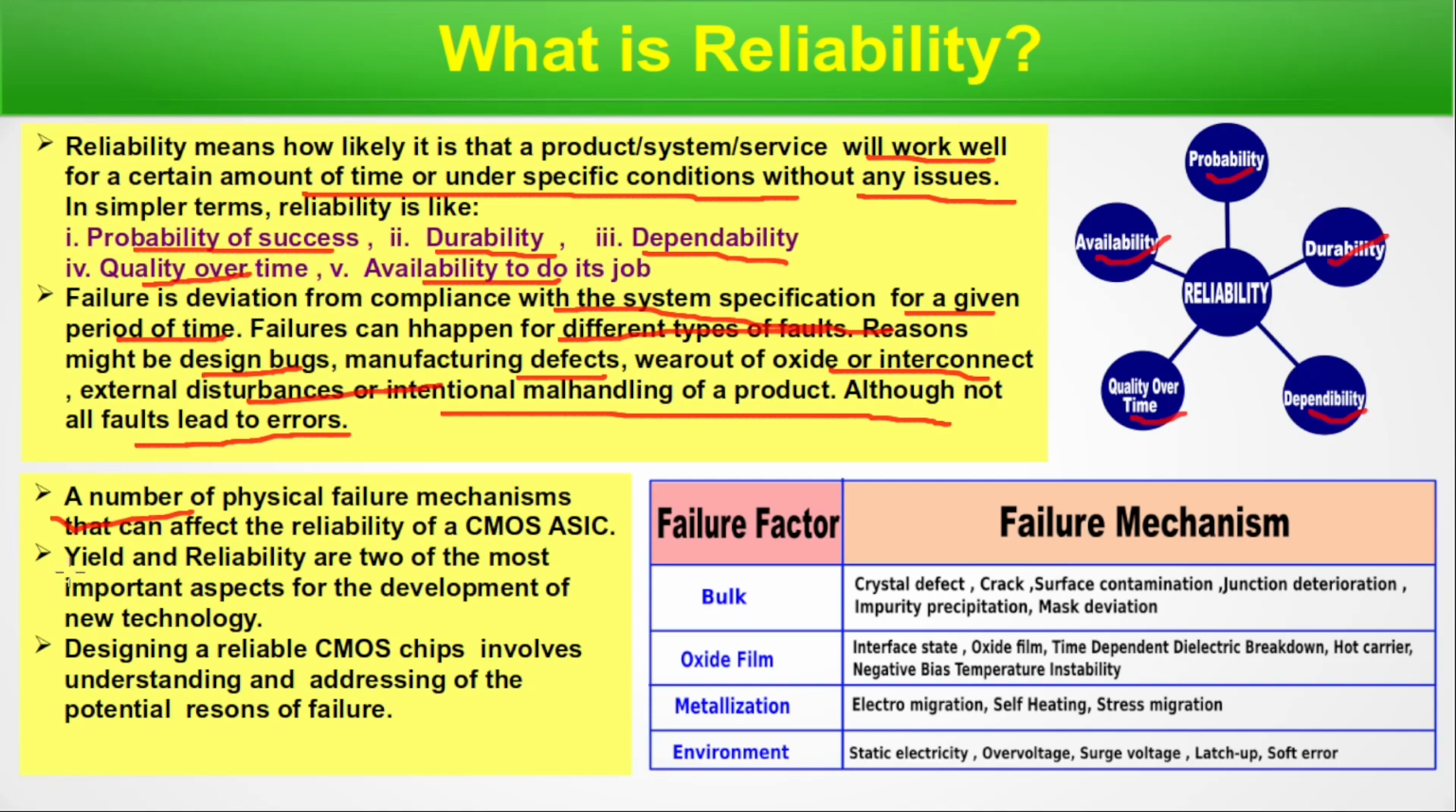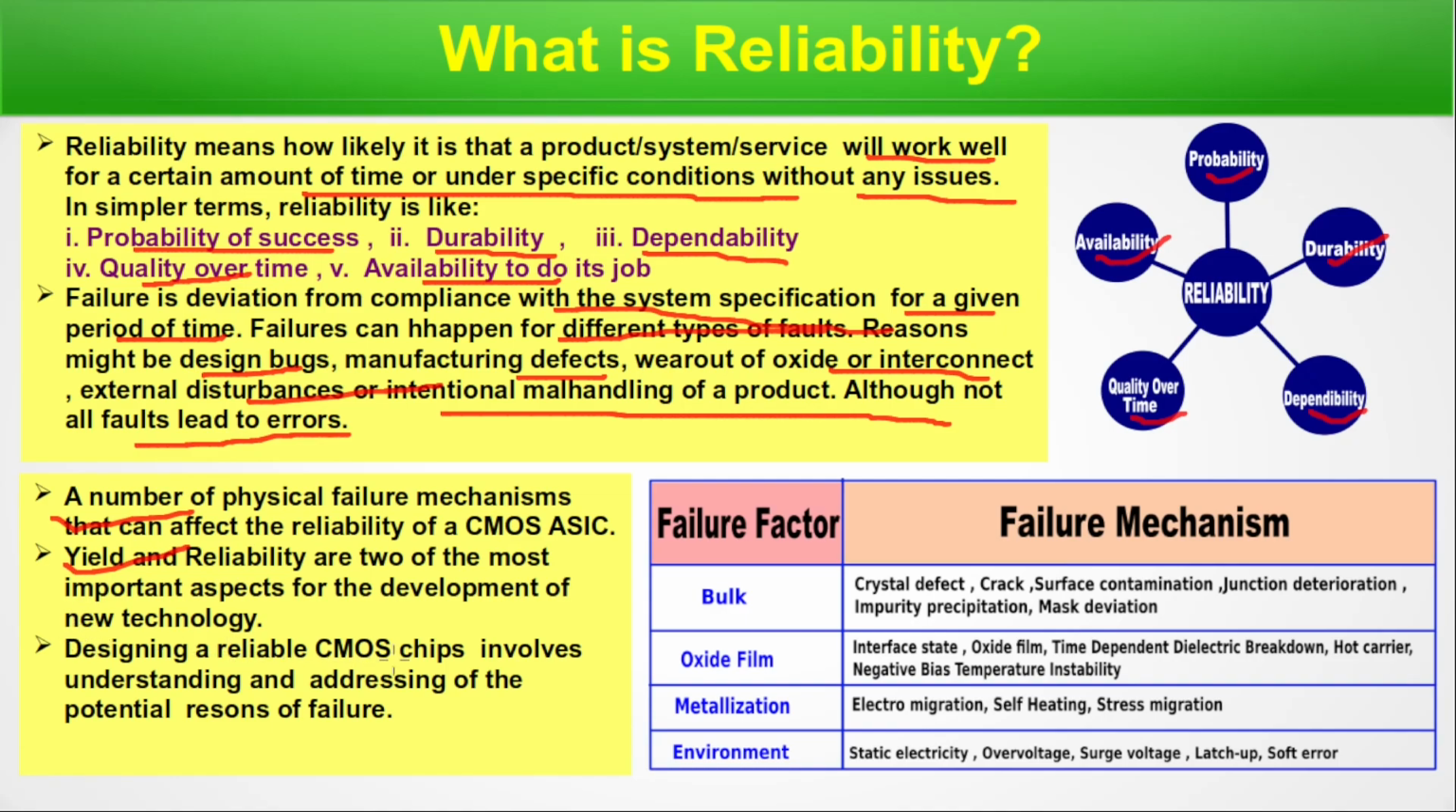Now, yield and reliability are the 2 most important aspects for development of new technology. For a new technology, if its reliability factor is not high, yield is not high. Yield means if we are manufacturing n number of chips, how many of them come out good, not rejected. Obviously, when we are manufacturing n number of chips, we always want most of them to work. They get used and then sold in the market and the money gets recovered. And reliability is, even after selling, whether it's working properly or not.